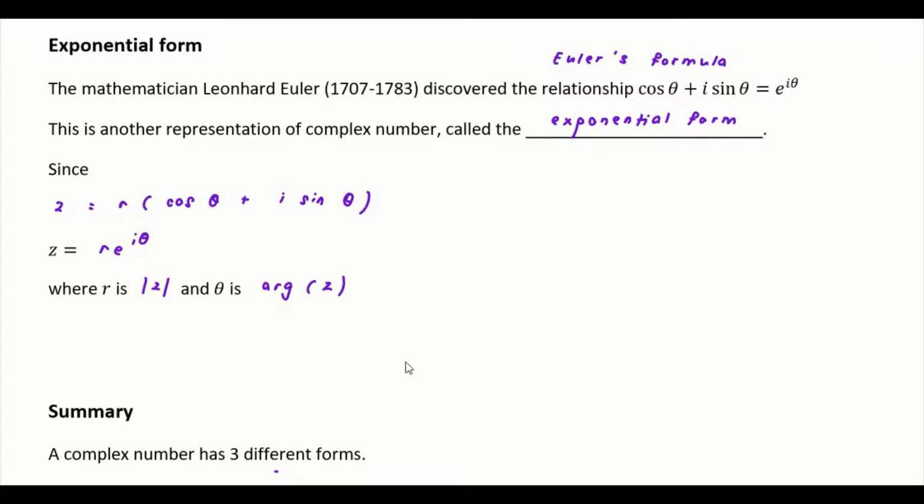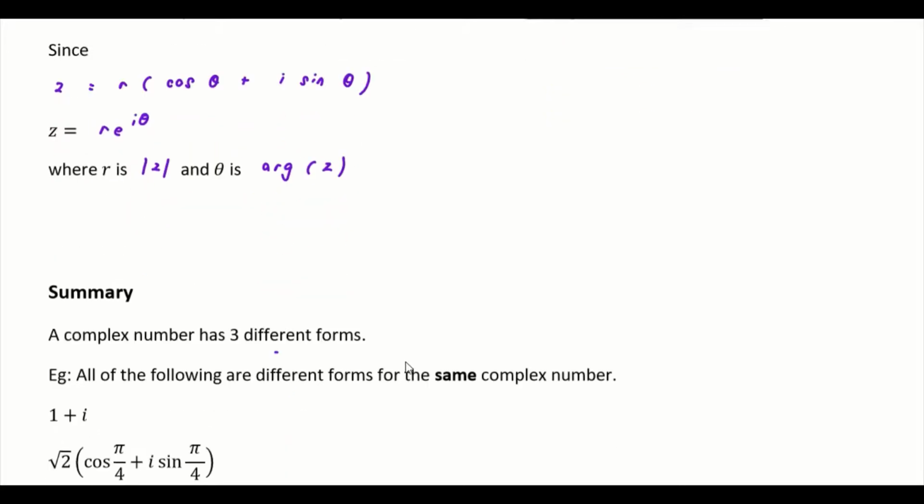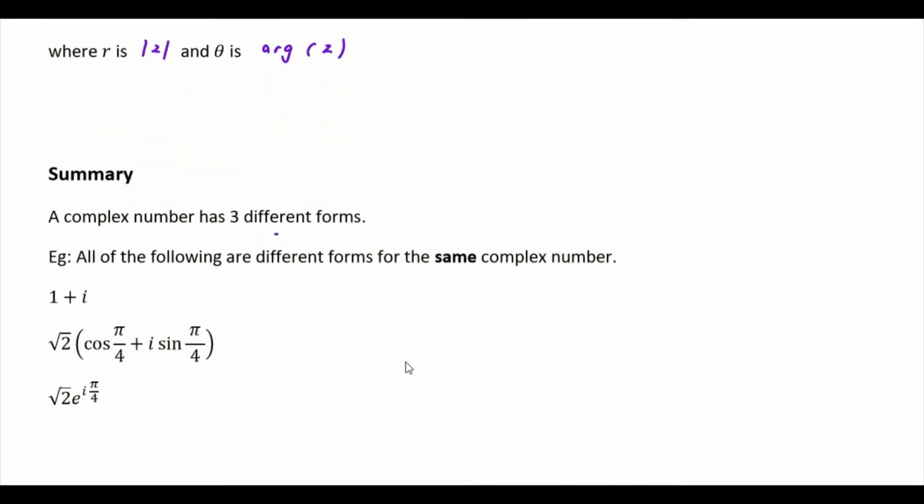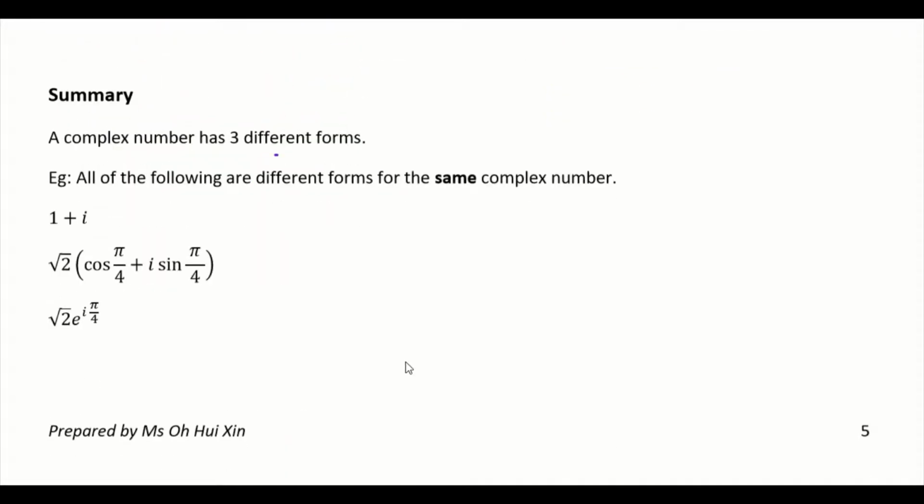Okay, so I'm just going to put in a quick summary here before we move on to look at the next example. Basically, in our syllabus, a complex number will have three different forms. So for example here, for 1 plus i, you have this and this. Actually, all these three different forms mean the same complex number. It's just that we express it in a different form.